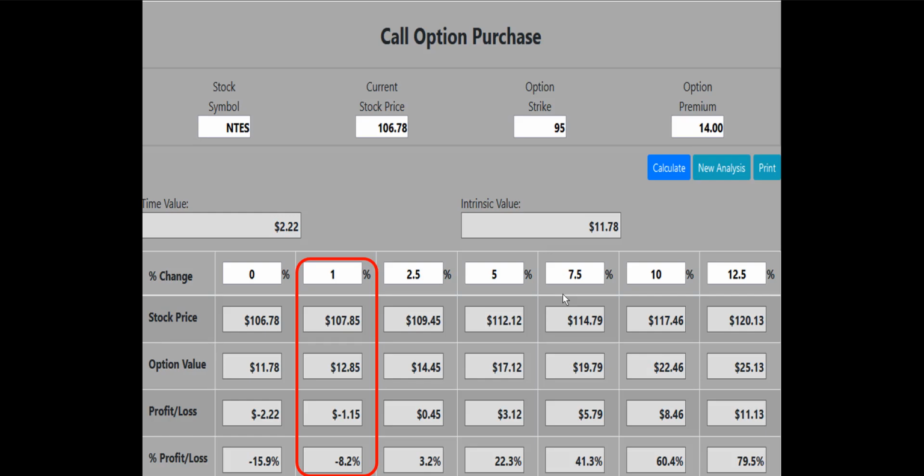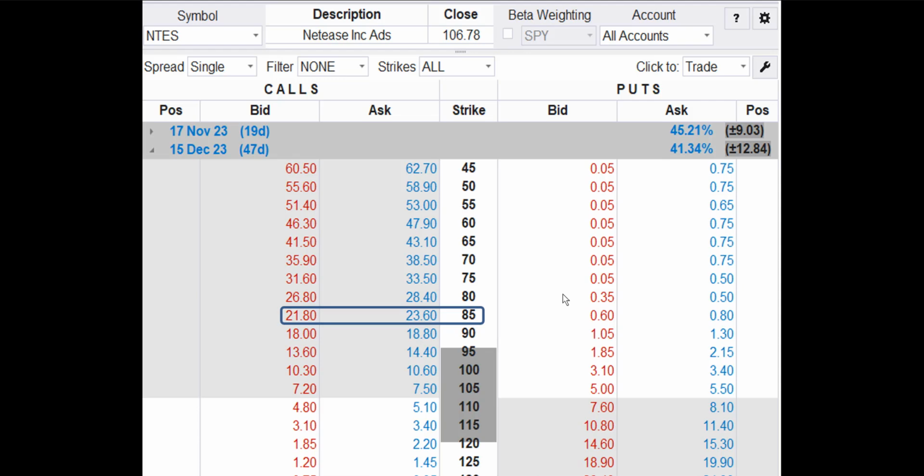Now let's take a look at buying the 95 strike call to see if it qualifies for the 1% rule. Here's the call option calculator picture for the 95 call. According to the 1% rule, we want the call to at least break even if the stock price is up 1%. The calculator picture shows that if the NTES stock price is up 1%, the 95 call will lose 8.2% of its value. We want that to be break even or better, so the 95 call does not meet our requirements. Let's see if the 85 call will work.